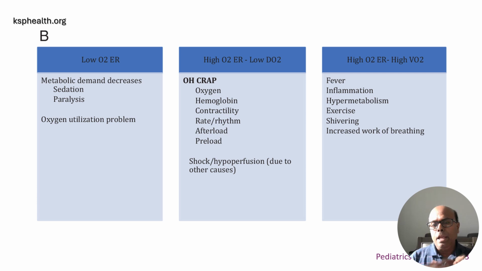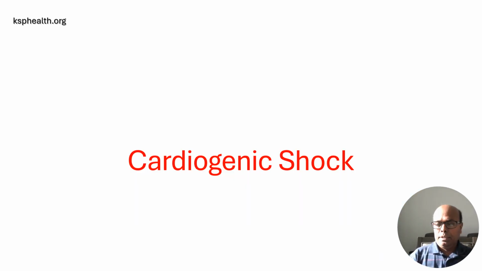Another group is high oxygen extraction and high oxygen consumption. That happens in patients with fever, inflammation, hypermetabolism, exercise, shivering, and increased work of breathing. Let's move on to cardiogenic shock.